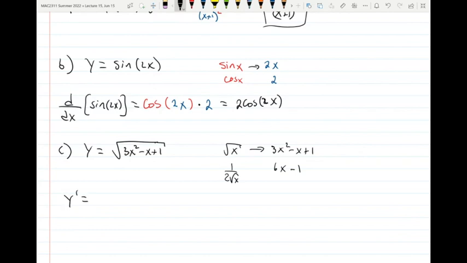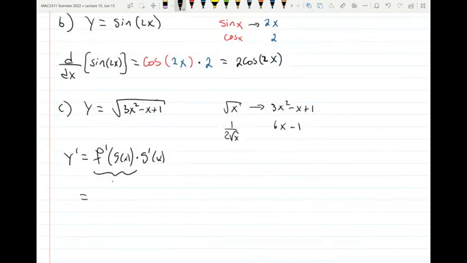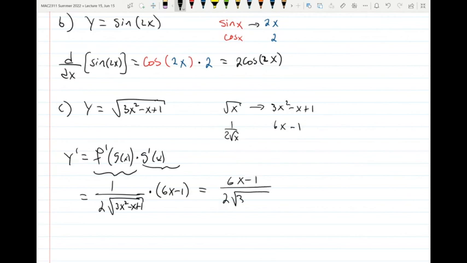So what's y prime? Derivative of the outside. So that's 1 over 2 square root of. Now plug in the inside, which is 3x squared minus x plus 1. Let me put the formula. So that's f prime of g of x times g prime. Okay. So this part here is 1 over 2 square root of 3x squared minus x plus 1, and then times the derivative of g, which is 6x minus 1. In other words, the answer is 6x minus 1 over 2 square root of 3x squared minus x plus 1.